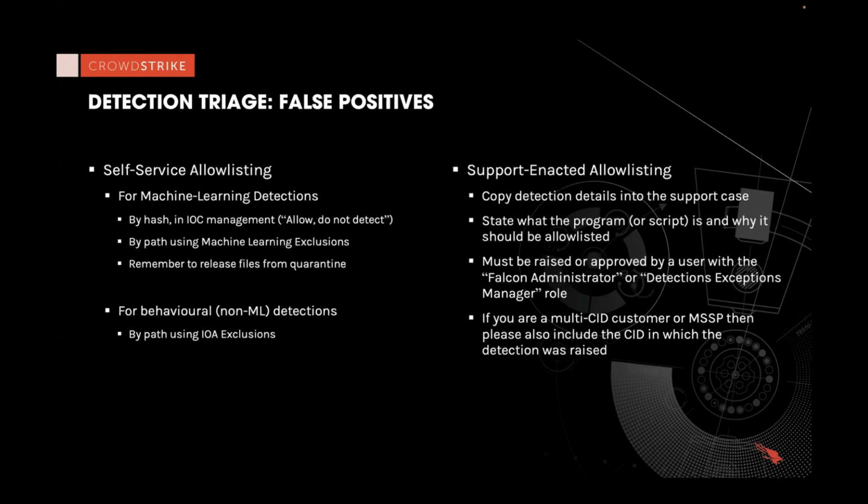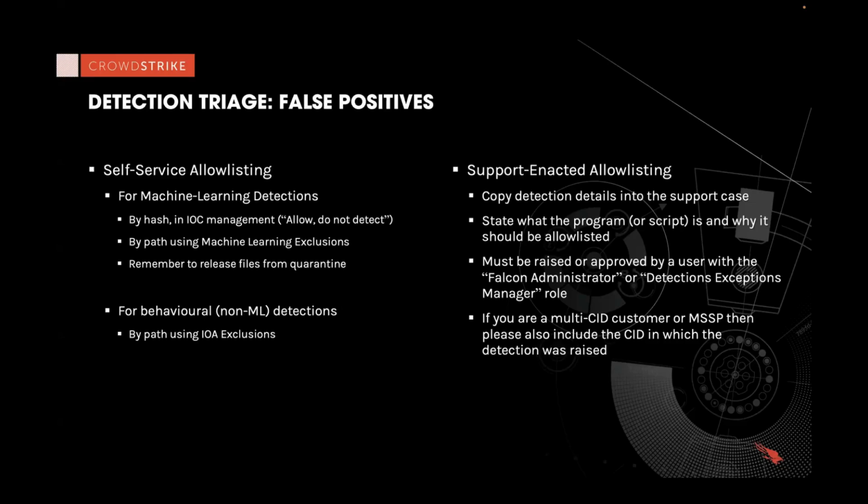If, however, you know that the detection is a false positive, then you should consider whether you should allow list it. A single unique false positive detection may not justify any further action, but repeated false positives should be allow listed to prevent legitimate applications from being blocked and to reduce ongoing noise and associated follow-up work. You may allow list machine learning detections by hash using the IOC management page, or by path using machine learning exclusions. All other detection types, which again are broadly classed as behavioral detections, may be allow listed using IOA exclusions.